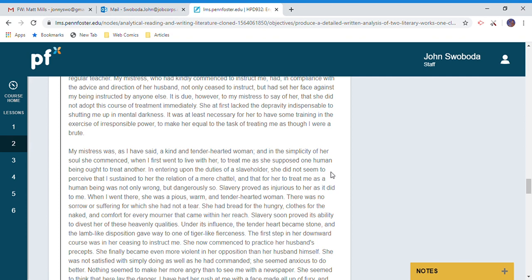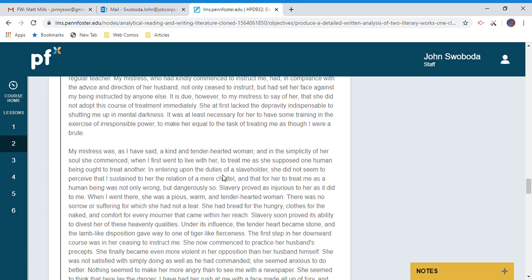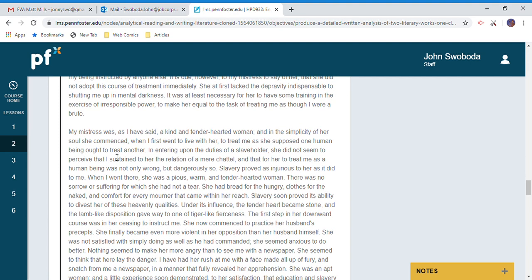So he's saying that at first she was nice, and then the husband of the mistress, the master of the house, told her to stop teaching and that nobody should be teaching a slave to read. So she got there by degrees. She didn't just immediately shut it all down. She still had some empathy in her heart. So it took her a while before she started treating him like a brute.